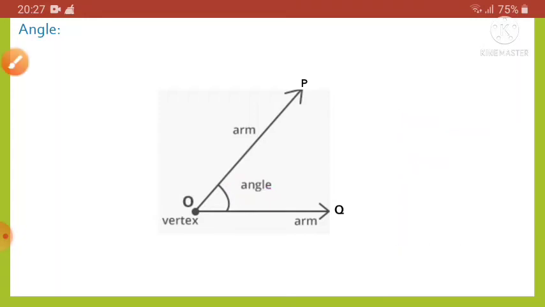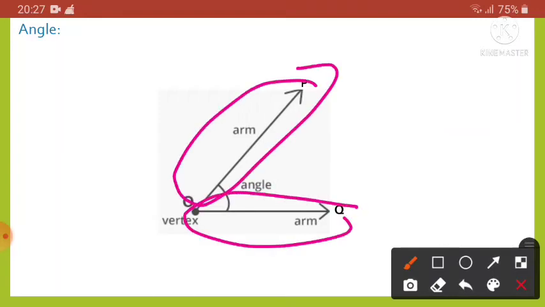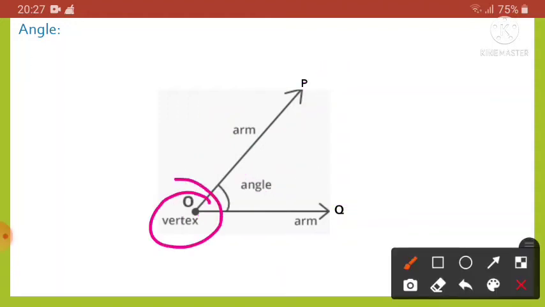Here in this figure you can see that these are the two arms. When joined at a fixed point, the space between them is known as the angle. The two rays which form the angle are called the arms of the angle, and the meeting point of the two rays is called the vertex. Here O is the vertex. Number one, rays OP and OQ are the arms of the angle. Number two, the meeting point O is called the vertex.